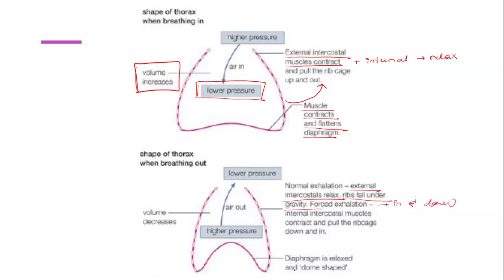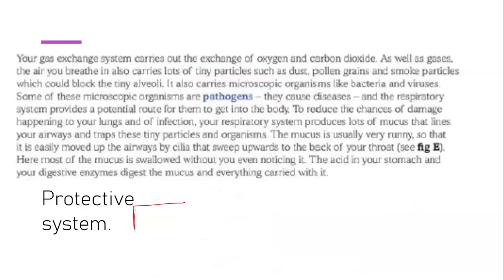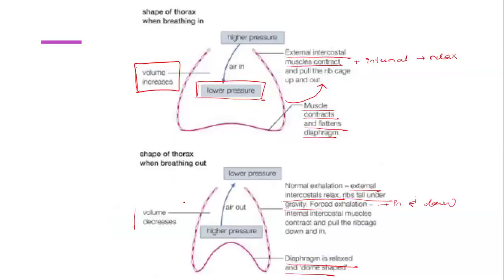The diaphragm is also going to relax and become dome shaped. This will decrease the volume inside the chest cavity, the pleural cavity. When the volume of the pleural cavity decreases, it's like you have reduced the size of the gas cylinder. The pressure will increase. So the pressure inside the chest cavity increases, and as a result, the air moves from an area of high pressure to an area of low pressure.